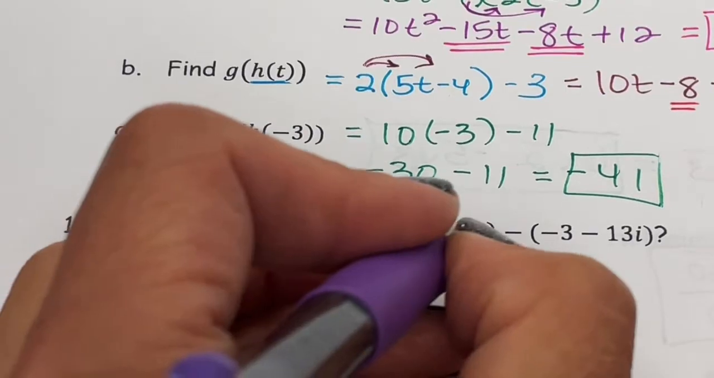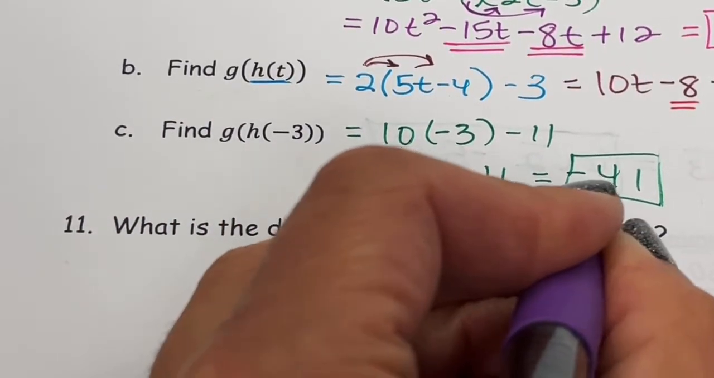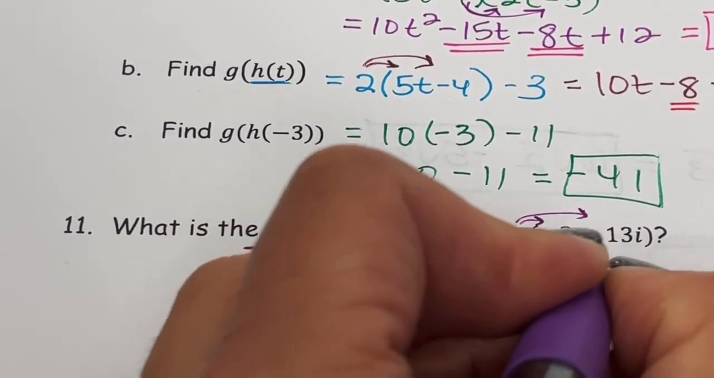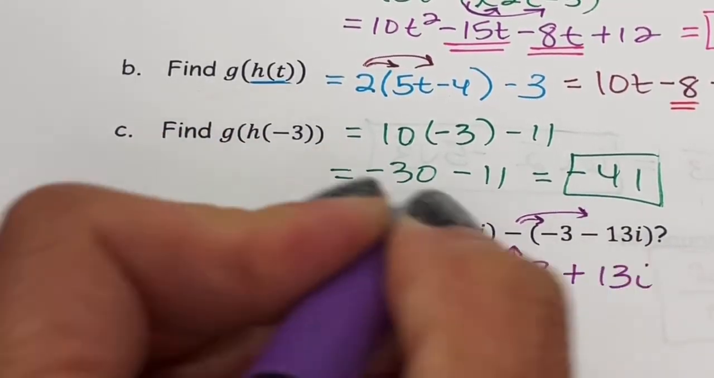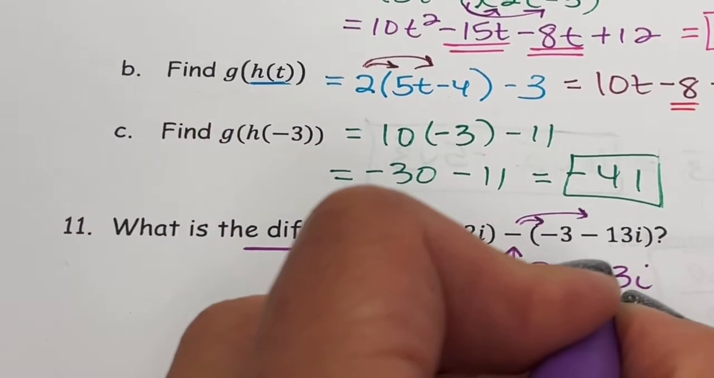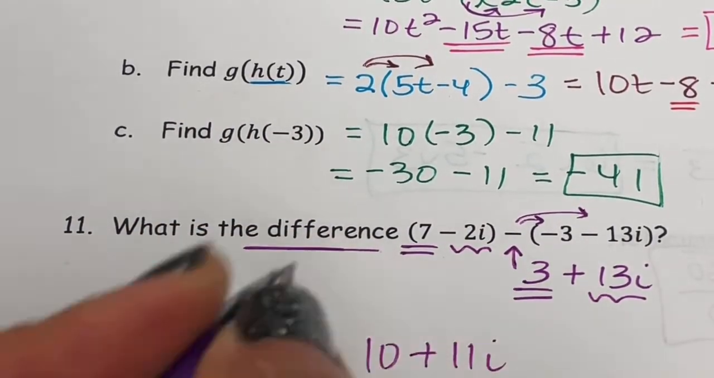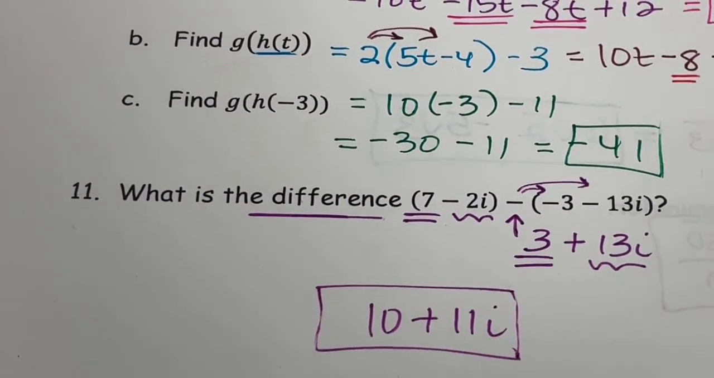Before I would take care of this, I'm going to distribute that negative. So negative times negative, that'll be a positive 3. Negative times negative, that'll be a positive 13i. So 7 and 3 add up together and make 10. Negative 2i plus 13i is a positive 11i. And there's my complex number, 10 plus 11i.